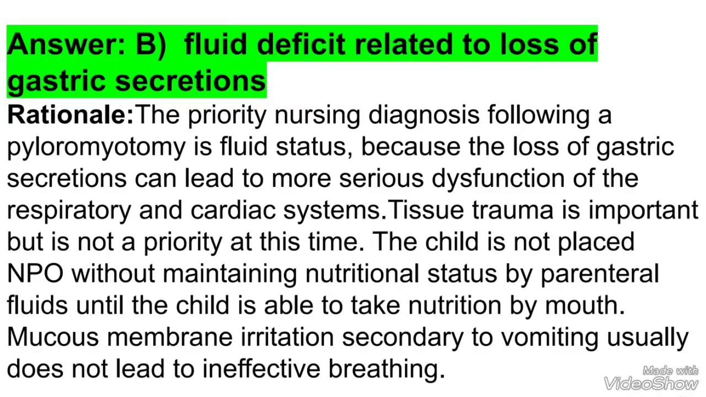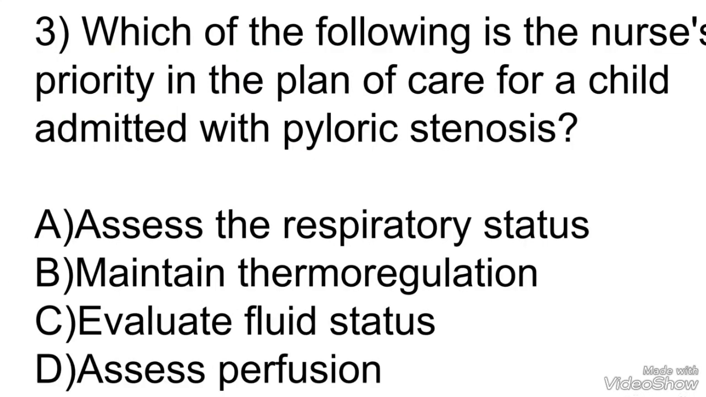Rationale. The priority nursing diagnosis following a pyloromyotomy is fluid status, because the loss of gastric secretions can lead to more serious dysfunction of the respiratory and cardiac systems. Tissue trauma is important but is not a priority at this time. The child is not placed NPO without maintaining nutritional status by parenteral fluids until the child is able to take nutrition by mouth. Mucous membrane irritation secondary to vomiting usually does not lead to ineffective breathing.